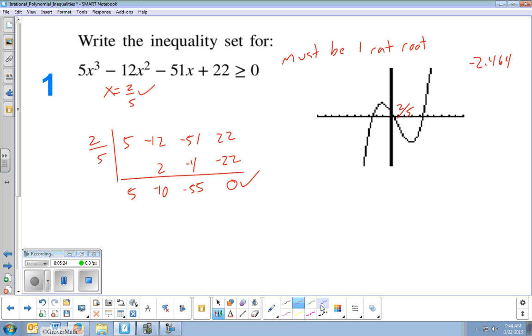So I'm good there. This translates to 5x squared. It's x squared because it's going to be 1 less than what you started with because you took one of the roots out. Minus 10x minus 55. And I set it equal to 0 and complete the square.